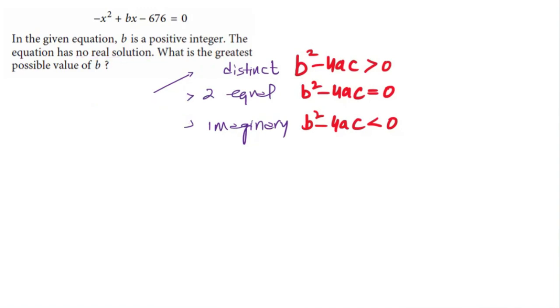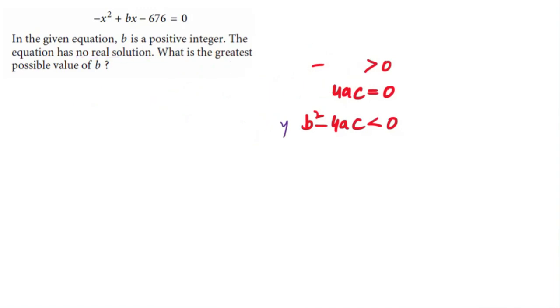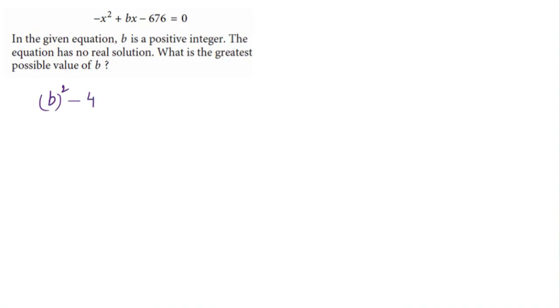So I'm going to use this concept now. Let me just erase this one. Okay, so how do we answer this question? Let's do b squared minus 4ac, minus 4. What's the value of a? Minus 1. And what's the value of c? It's a negative 676. So a is minus 1, b is just b, and c is a negative 676. So let's calculate this value. And this is less than 0, by the way, because there are no real solutions.